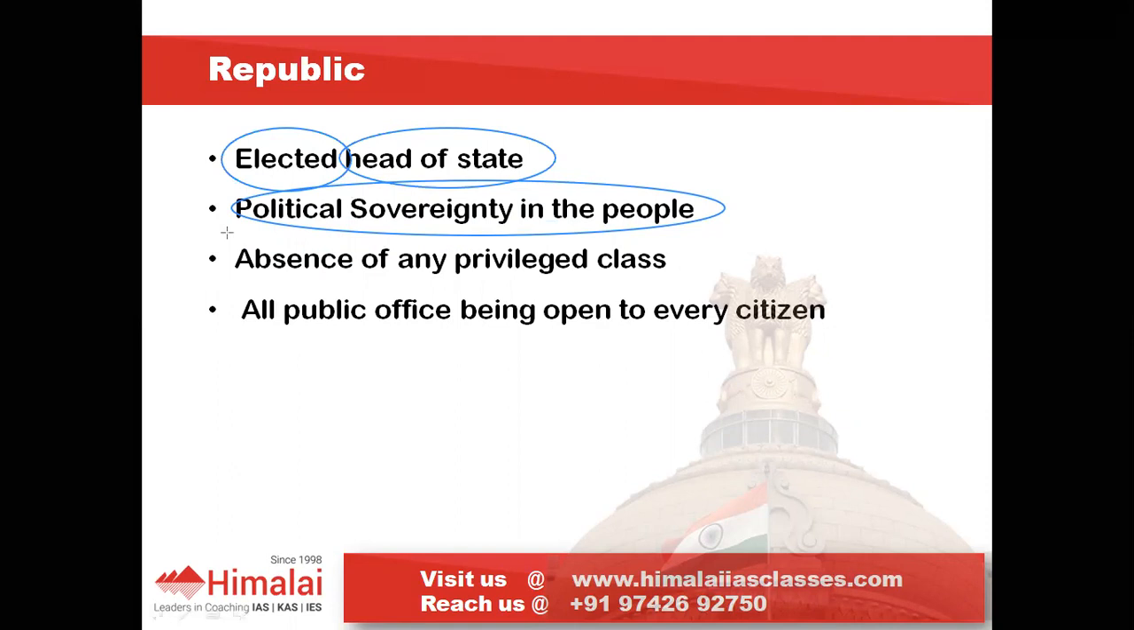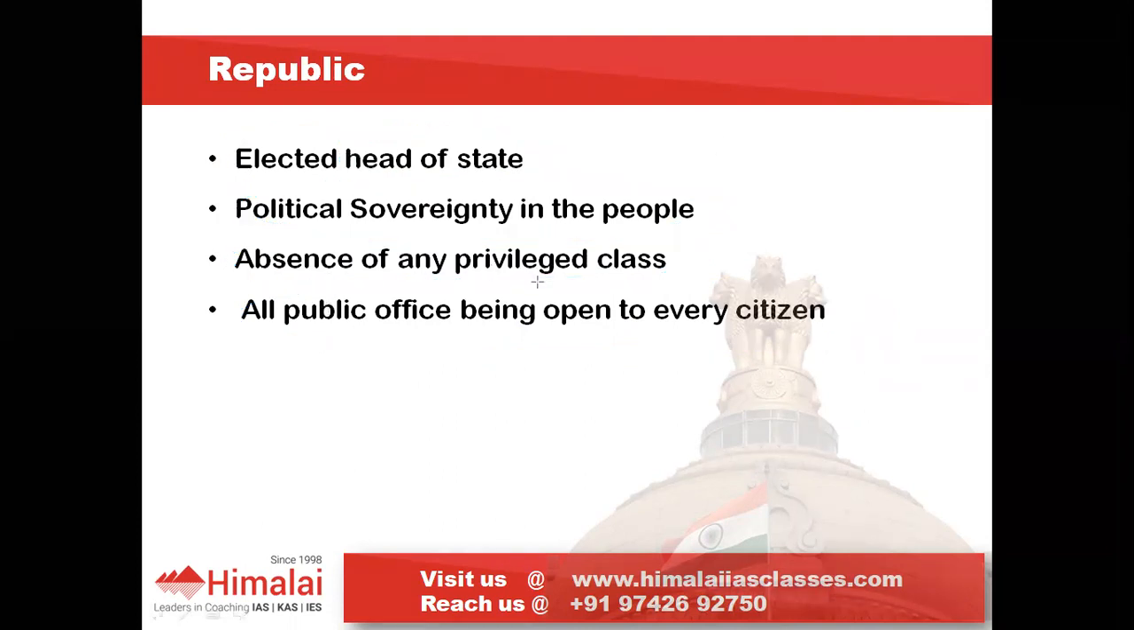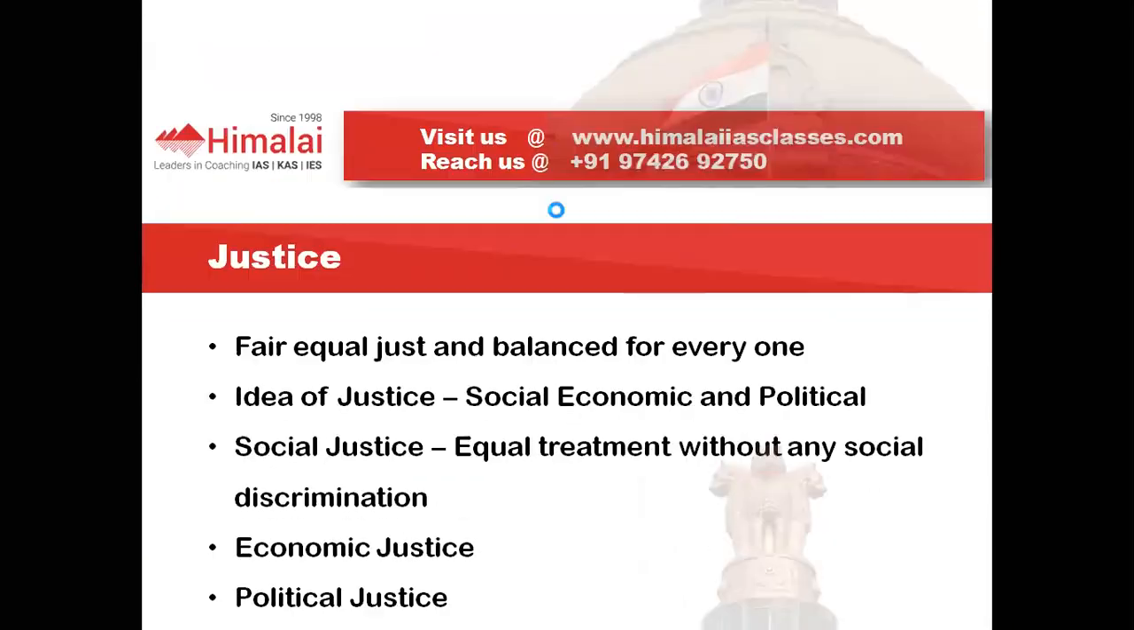Then it also tells us that there is absence of any privileged class. So only a member of the royal family can become head of state in Britain, whereas in India, anybody can become head of the state. And it also tells us that all the public offices are open to every citizen, subject to the fulfillment of the eligibility criteria. Okay. Eligibility criteria means, for example, the minimum age for becoming a president is 35. So you, at an age of, let's say, 25 or 26, cannot say that I want to become a president of India. Okay. Moving ahead.